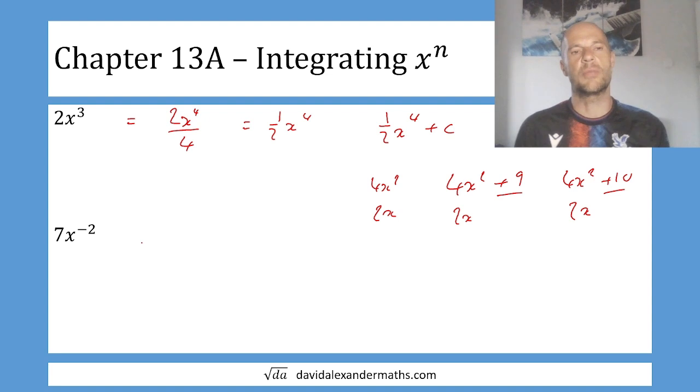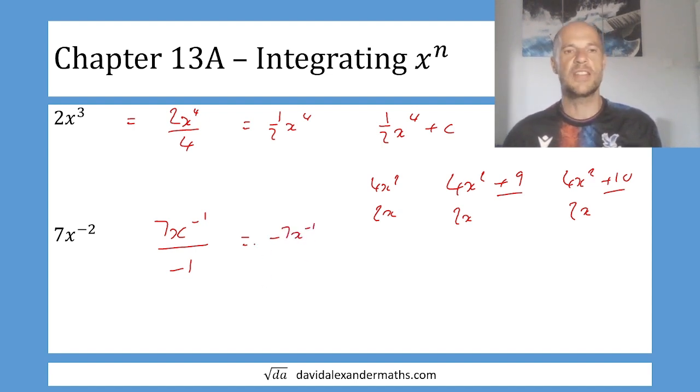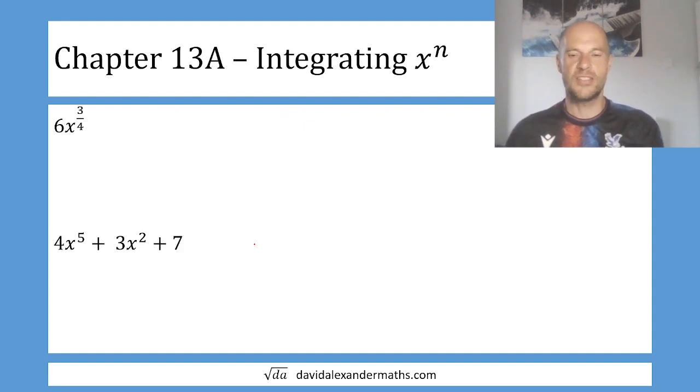Okay, let's look at another example. So we're going to increase the power by 1, so minus 2 plus 1 is minus 1, and then we're going to divide by that new power, minus 1. So we can write that as negative 7x to the negative 1. With a bit of practice, you'll be really fast on these. The only problem is, once you start doing integration really well at the beginning, that will confuse your differentiation, and vice versa. Your differentiation will confuse your integration depending on which topic you visited the most recently.